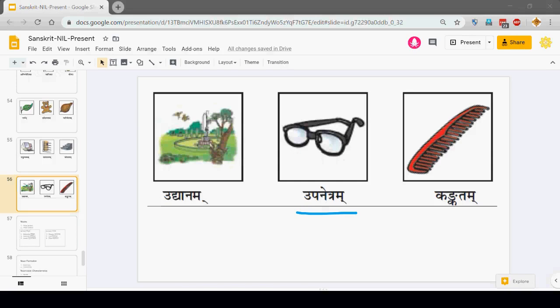Okay, next one. Upanetram. Yeah, Upanetram is eyeglass, reading glass. Okay. Next one. Kankatam. Yes, like Sangeeta or Sanganaka, similarly we have the nga consonant part here, and following that we have ka. Kankatam is a comb.